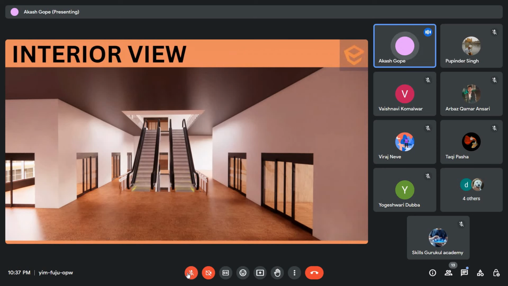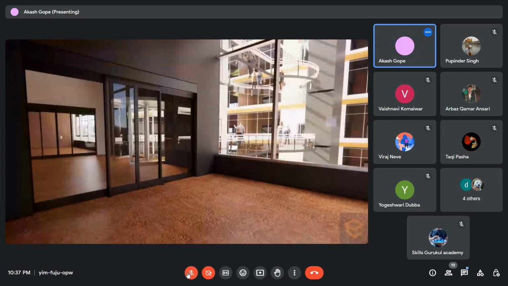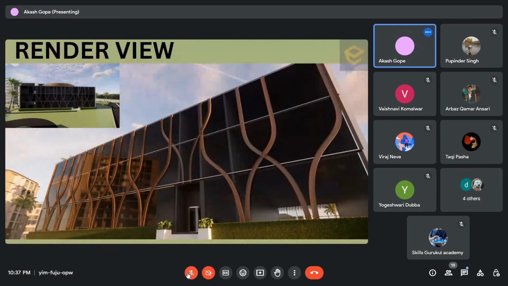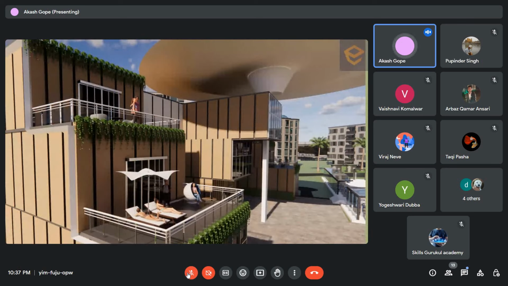Interior: this is the interior view. This one is inside the mall part. This is the back of the restaurant and bar. This one is the front of the restaurant and bar. Here you can see the flat shape I made through glass and all. This one is the open lounge.